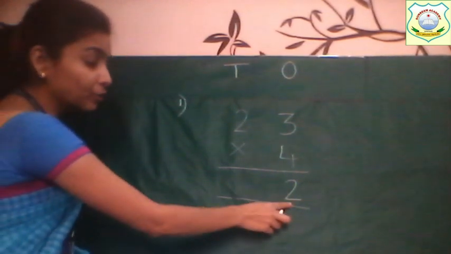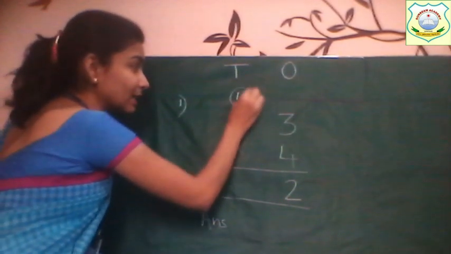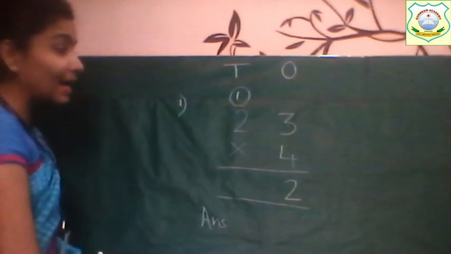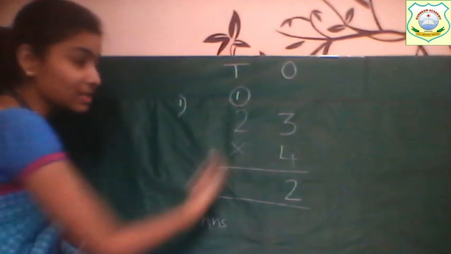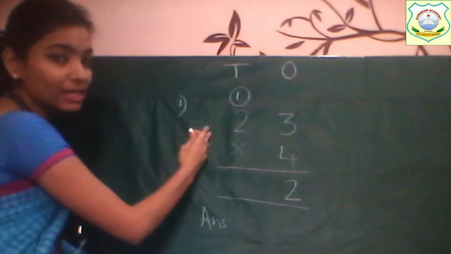So we will write 2 here. Here we will write only 2 and 1 will be the carry. You will write the carry in the next place. This is the ones place and the carry we will write next, that is on the tens place.